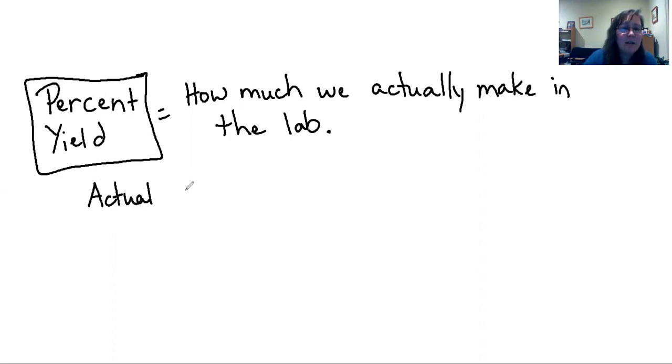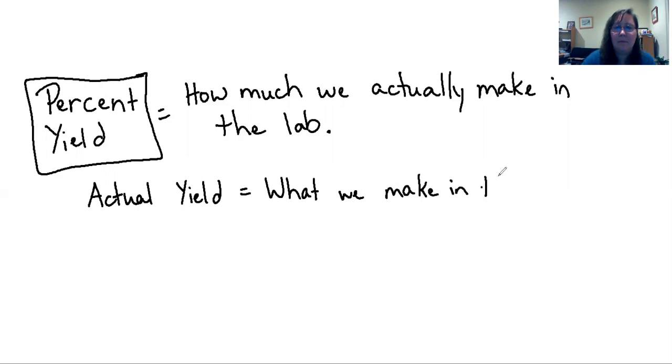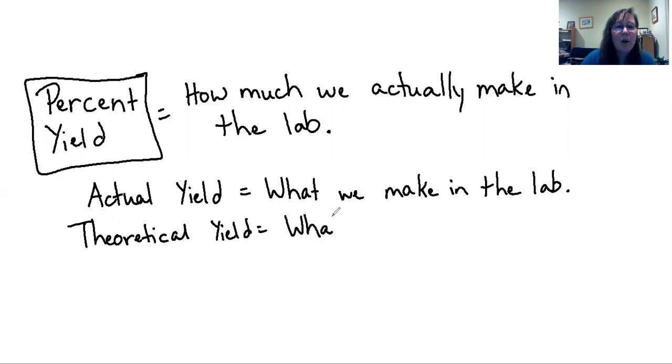Actual yield is what we actually make in the lab. A theoretical yield is what we expect to make using stoichiometry.